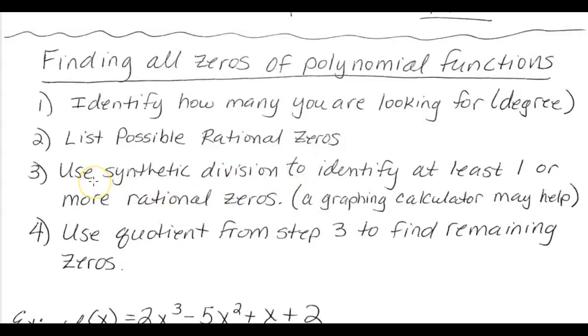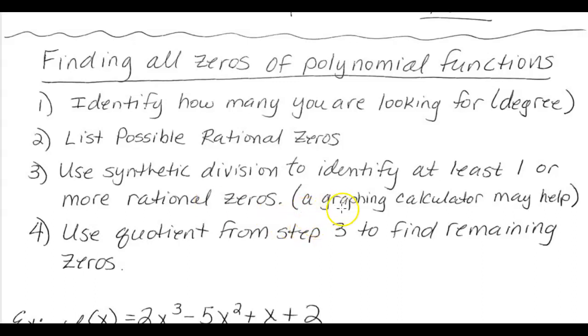Step 3, use synthetic division to identify at least one or more rational zeros. If you have a list of rational zeros, you can start synthetic division with those numbers until you get a remainder of 0. Because remember, if you get a remainder of 0, that means you found a factor which leads to a 0 and you can move forward.